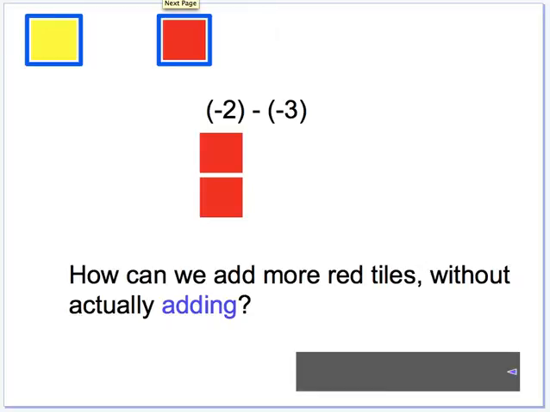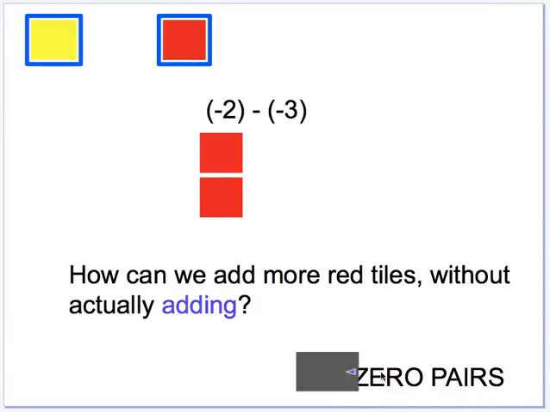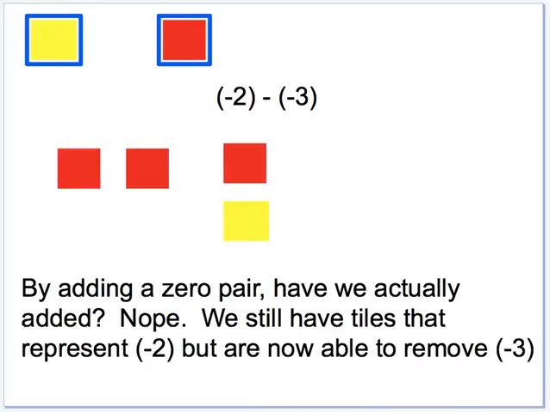So there's only one way of doing this. How can we add more red tiles? Because we have to take away 3. That's what the question says. It says, hey, take away 3 negatives. But we don't have 3 negatives. So how can we add more red tiles without actually changing the original value of negative 2? There's one way. And it rhymes with zero errors. That's right, 0 pairs. That's exactly what we're going to do.